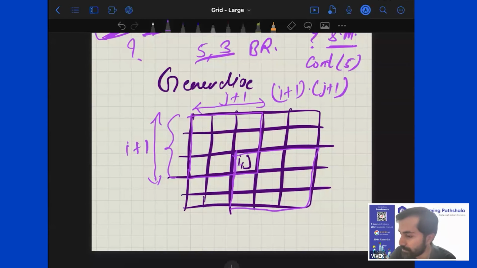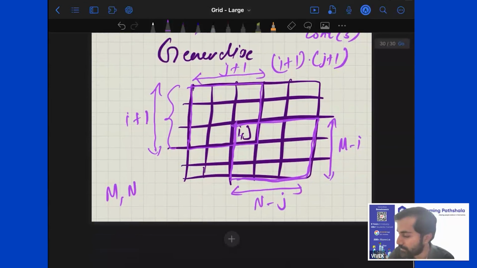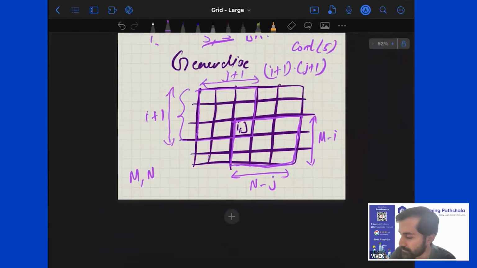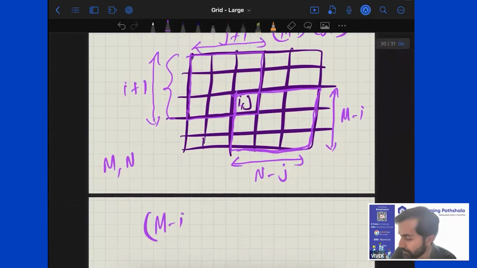Similarly, can you tell me the number of cells in this? Let's say the dimension of the matrix is m cross n. If the dimension of the matrix is m cross n, what will be this height? It will be m minus i. And what will be this breadth? This will be n minus j, right? So what does it mean? It means that the number of cells inside this will be m minus i multiplied by n minus j.